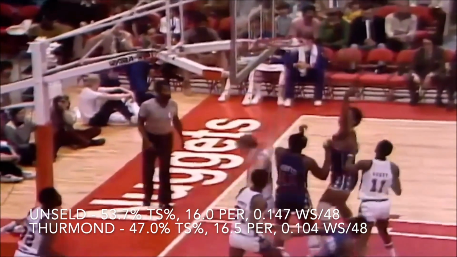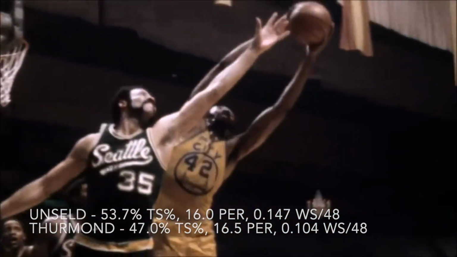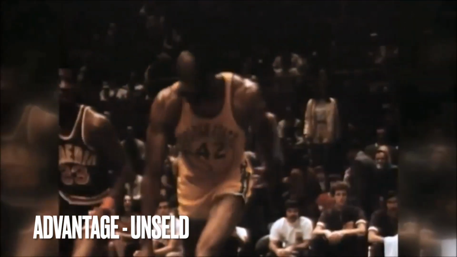In the efficiency and advanced metrics category, although their PERs are very similar, Unseld has a clear advantage in true shooting percentage and win shares per 48. Thurmond was not a particularly efficient player, especially for his size, so this category goes to Unseld.